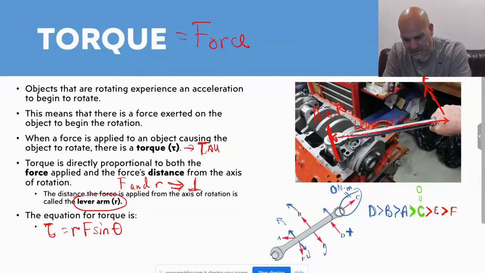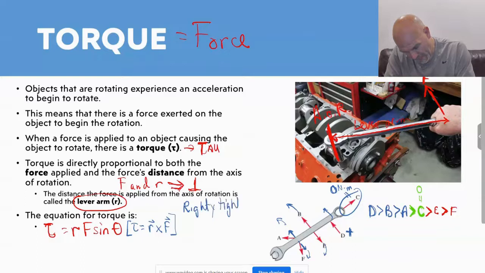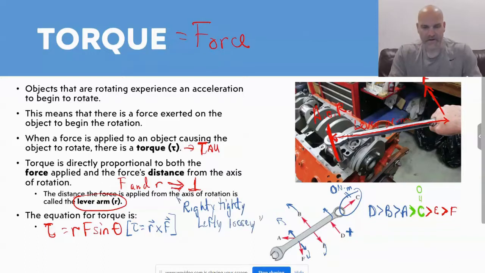Okay, now if you take Physics C, you're going to see this written as tau equals R cross F, because these are both vectors. The cross product lets us know that saying righty-tighty, lefty-loosey.